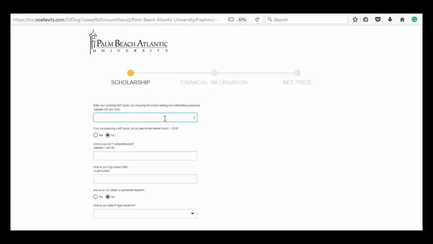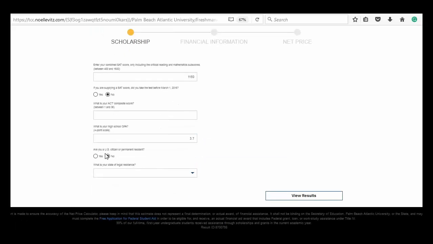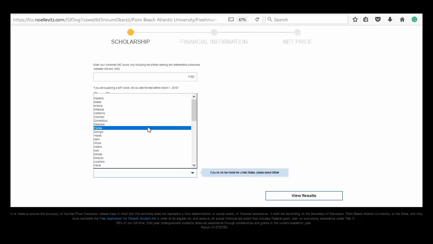So you're going to put in those standardized test scores, because standardized test scores qualify you for many institutional scholarships or merit-based scholarships. This student had 1150 on their SAT. They do not have any other paper SAT they wish to submit. They did not take the ACT, and they had a 3.7 while in high school. They are a U.S. citizen, and they have legal residency in Florida.